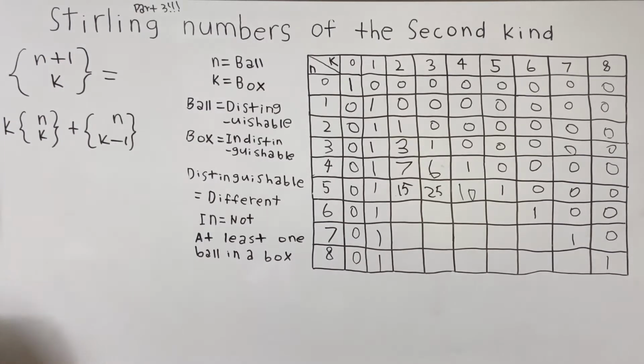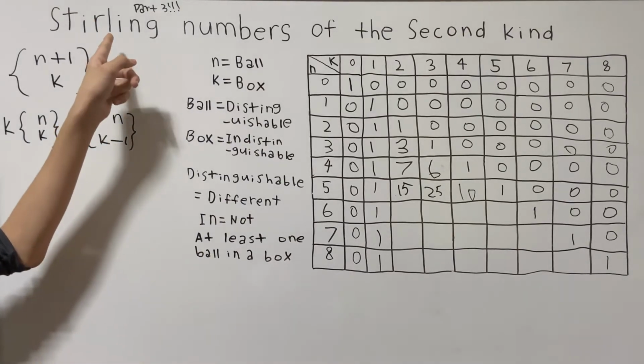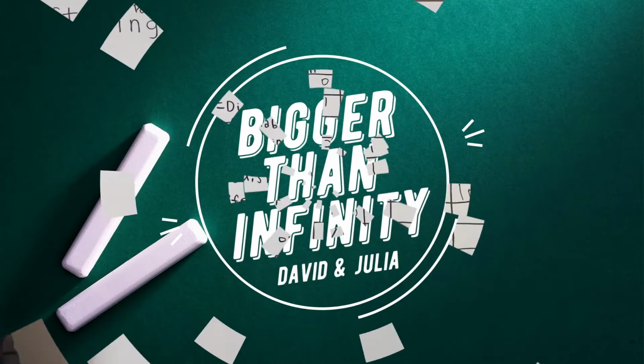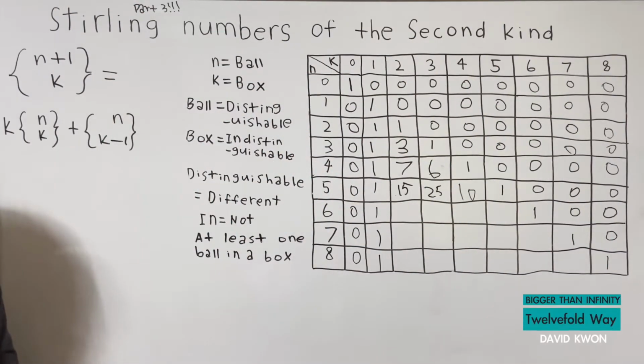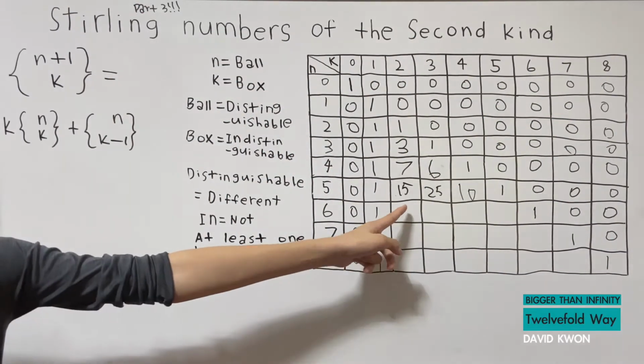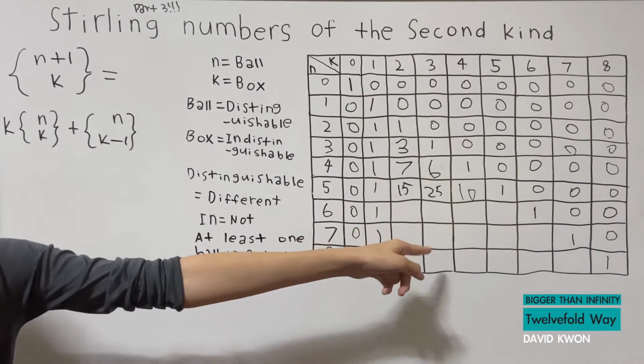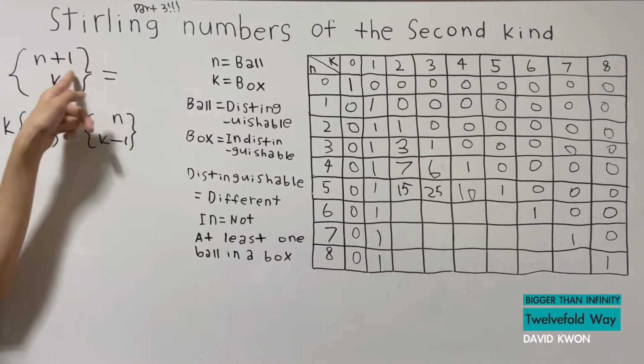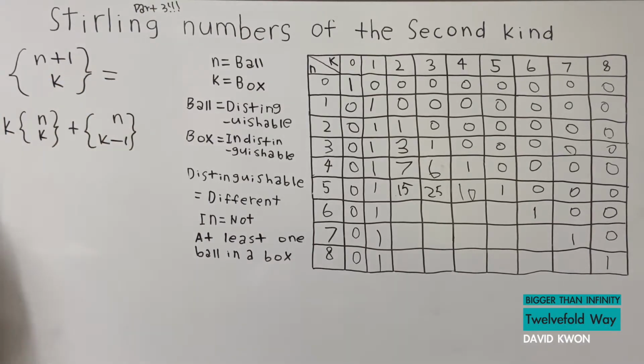Hello everyone, this is part 3 of the video, and today I explain the Stirling numbers of the second kind, finally. We could probably spend days, maybe weeks, working it out by hand, but we have a very easy formula that I think a man named Stirling made, which is this. I will explain how it works.